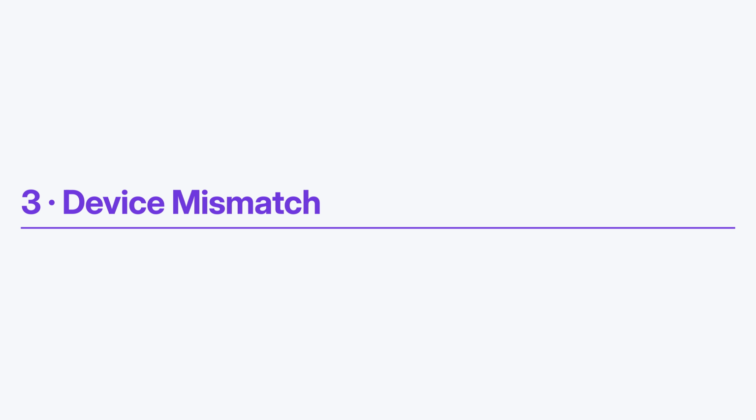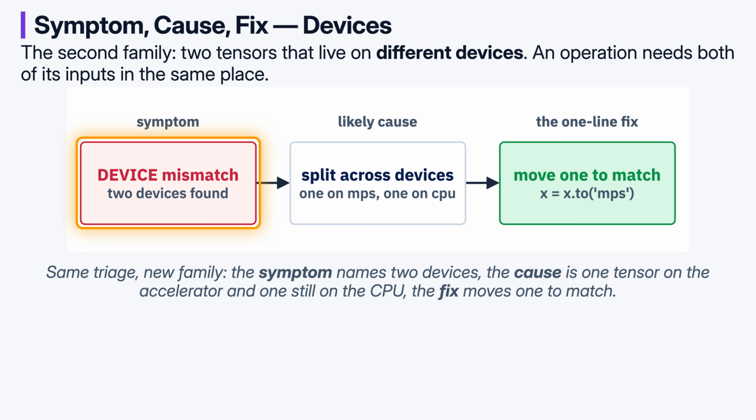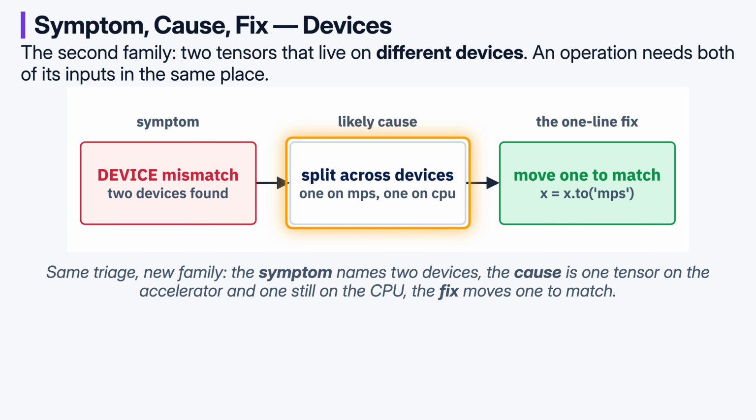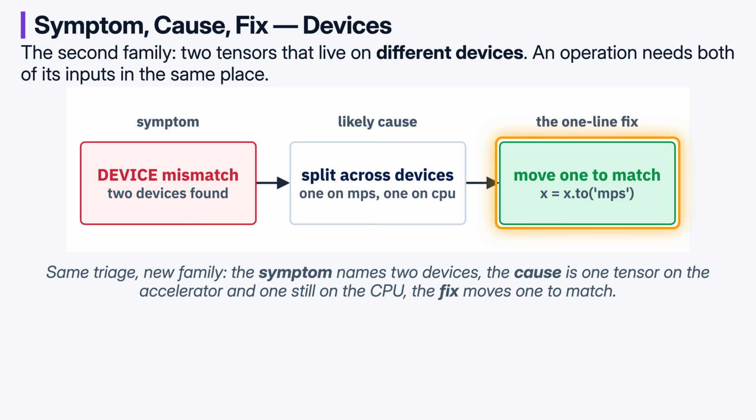Now the second family. Two tensors that live on different devices. Same triage, new family. The symptom in red: a device mismatch, 2 devices found. The cause in gray. One tensor is on the accelerator and one is still on the CPU. The fix in green. Move one to match with .to. This is the .to lesson coming back.